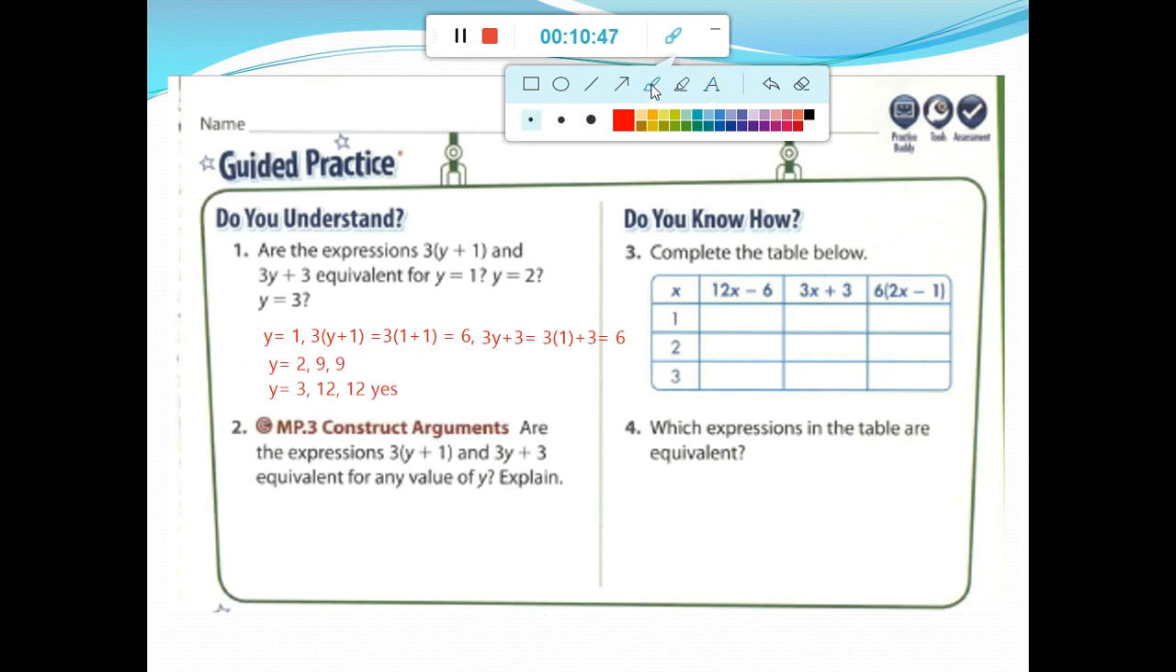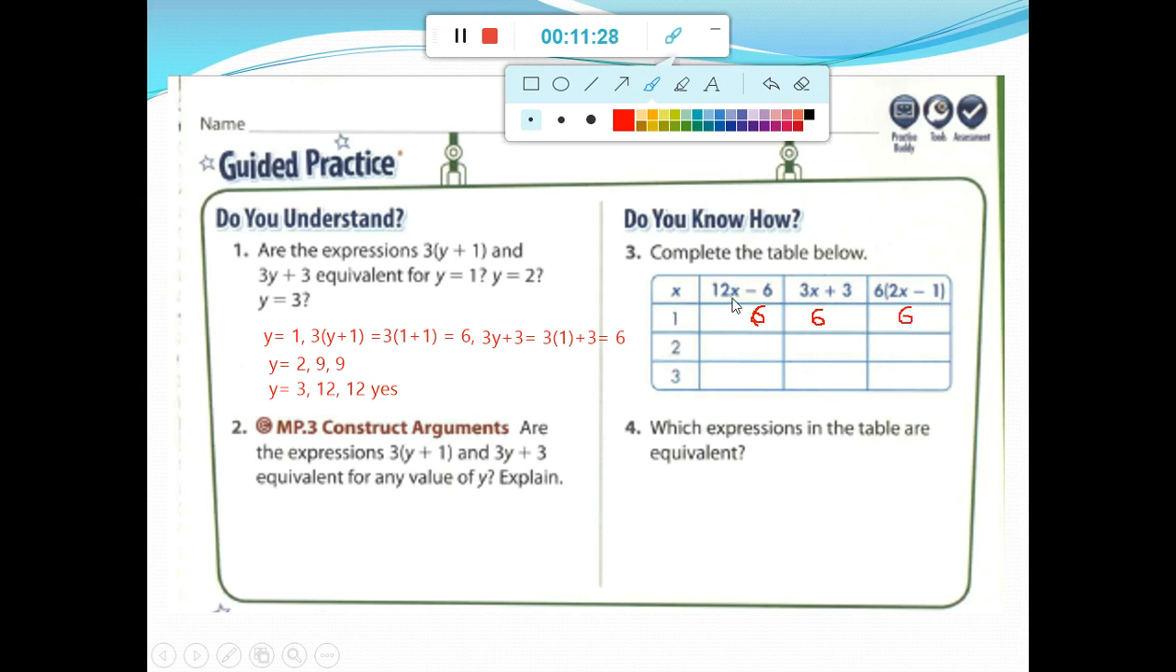Now let me go to question number 3. Complete the table below. The same way here, he gives me 3 expressions and he wants me to evaluate each one of them for these values. Now for the value of 1, 12 multiply 1 equals 12 minus 6 equals 6. Here 3 multiply 1, 3 plus 3 equals 6. Here 2 multiply 1, 2 minus 1 equals 1. 1 multiply 6 equals 6.